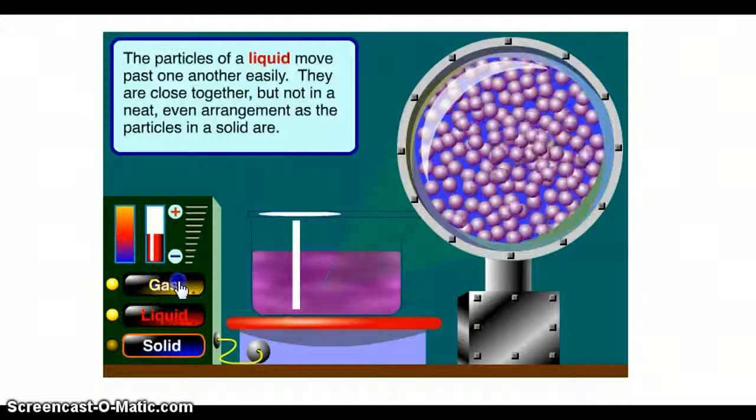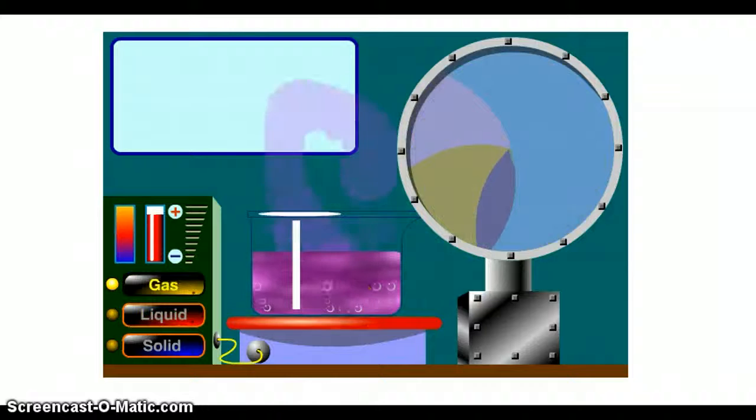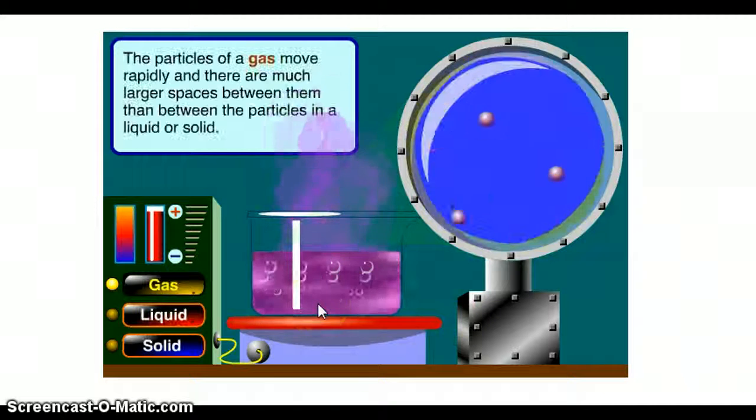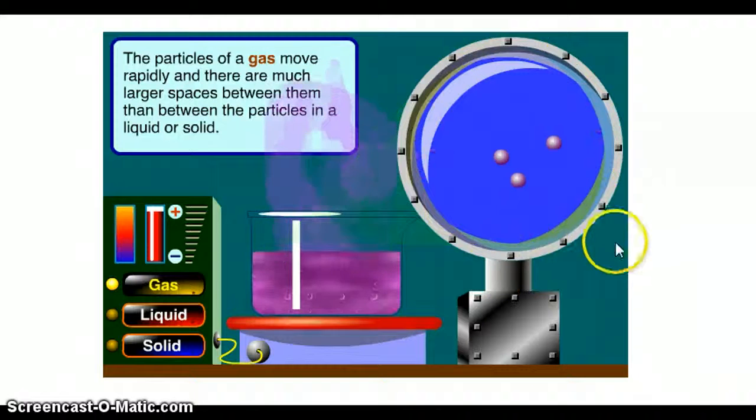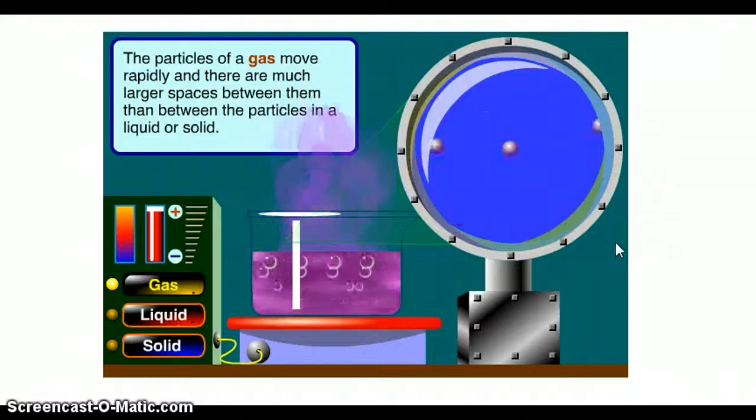Let's go ahead and make them into a gas by adding more heat. We see the bubbles, that means it's boiling. You can hear the bubbles. Over here, we have a gas, and all the particles are flying all over the place. They're bouncing off the walls, they're bouncing off of each other. Particles in a gas move rapidly, and they're really, really spread out.